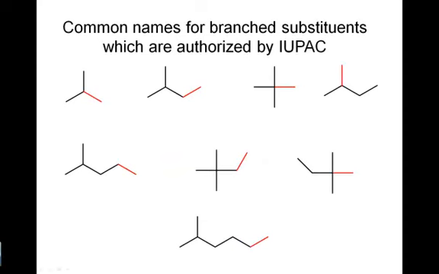So we've seen a few examples of these branched substituents, and there are others that we haven't talked about yet. What I'm showing you here on this slide are all of the branched substituents that have common names that are authorized by IUPAC. And we've seen the first 4, the 4 on the top row: isopropyl, isobutyl, tert-butyl, and sec-butyl. There are 4 more that we haven't talked about, and I'm showing them here to you.